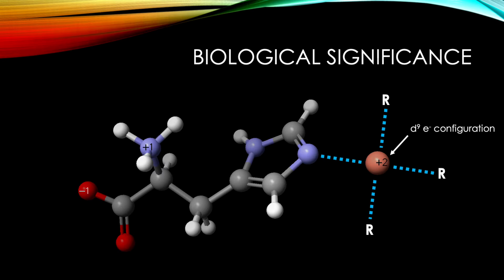On the left is the amino acid histidine with its R group imidazole. The lone pair on the imidazole nitrogen is capable of coordinating very strongly to transition metals, including copper as shown here. Take note of the electronic configuration of copper-2 ions for now, being d9, as a further discussion of the importance of this configuration is soon to come.